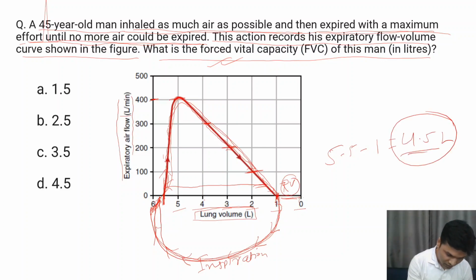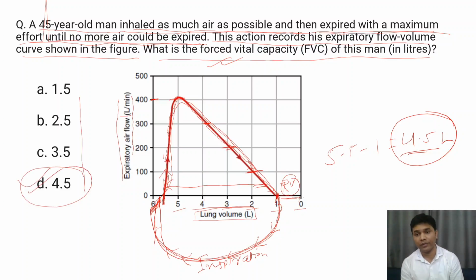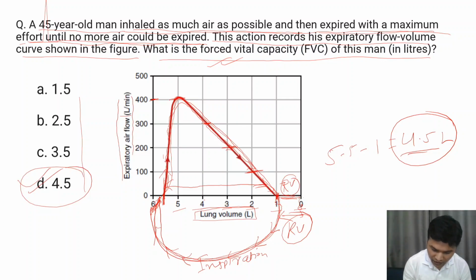So here the answer is 4.5 liter, not 5.5 liter. So not from 0, because some amount of air you are not going to expire. This is the residual volume, the volume that remains, that is called residual volume. Here that is around 1 liter in this case. So this 1 liter is residual volume.